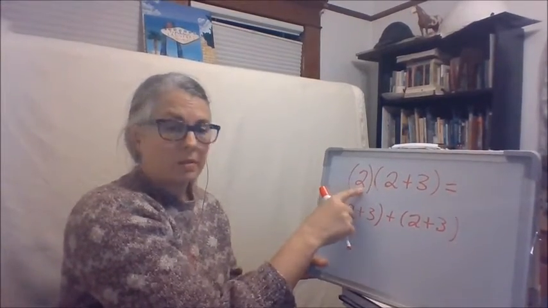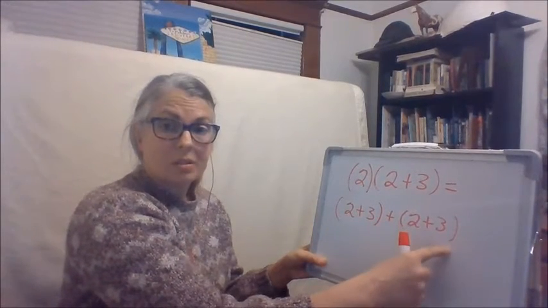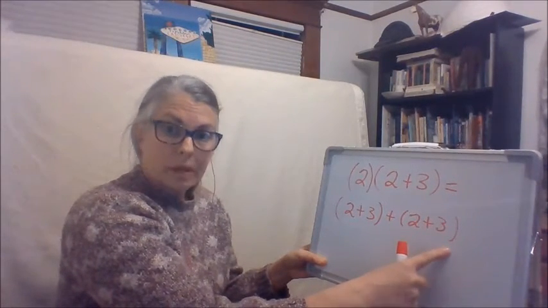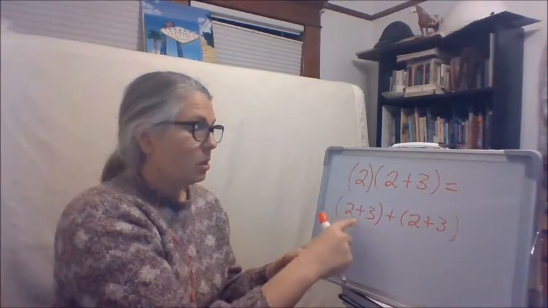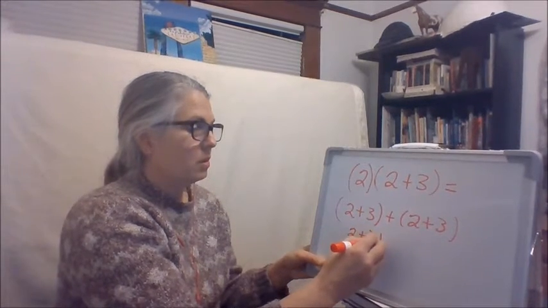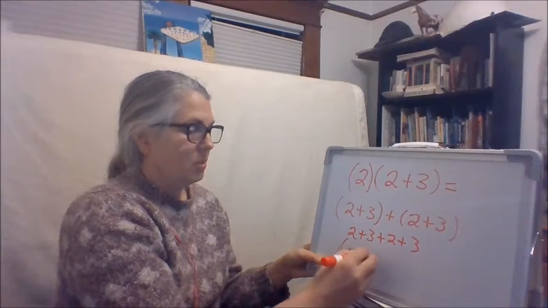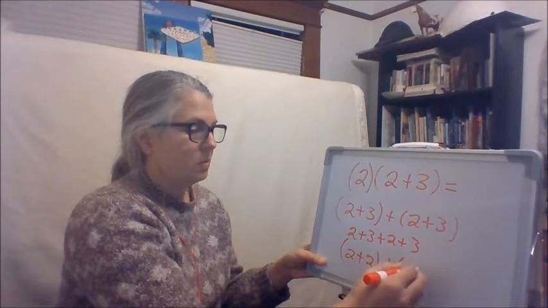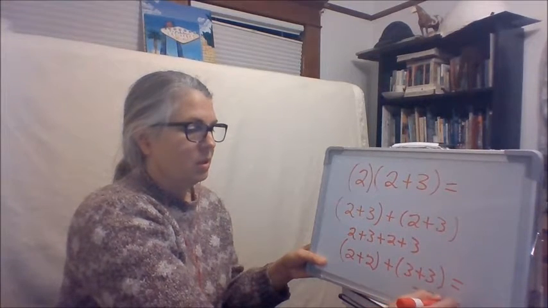Okay, now all I have is addition. Once you have addition, it doesn't matter what order you do that addition, right? So I have 2 plus 3 plus 2 plus 3, and I have 2 plus 2. I'm going to group those together, and I have 3 plus 3. All right, I have 2 2's and 2 3's. All right, that equals 10.